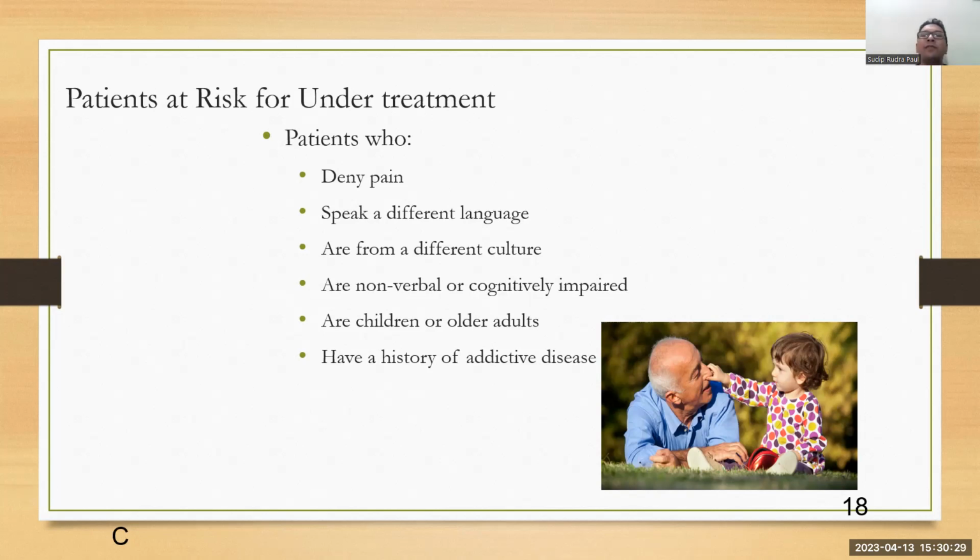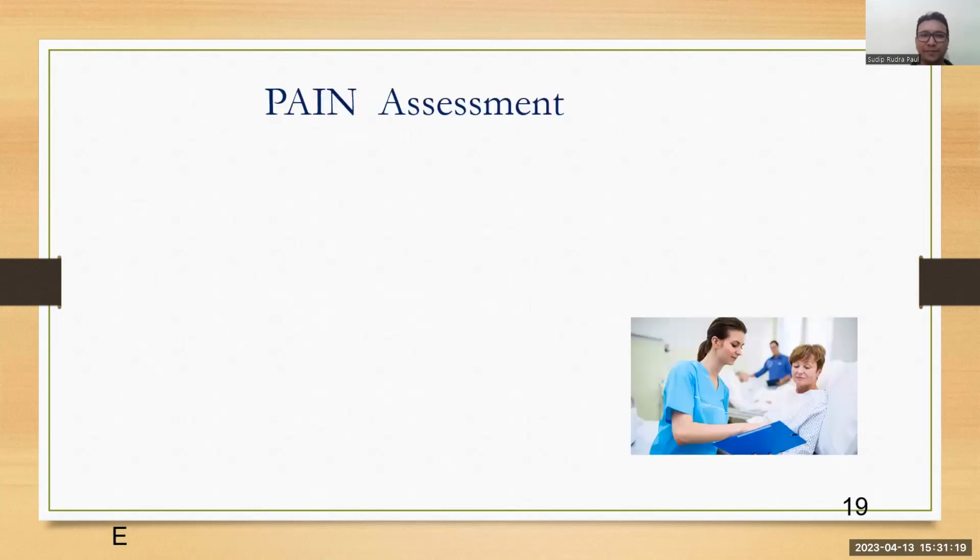Next, non-verbal or cognitively impaired patients. They will tell you it's so much pain. You will go with the injection: okay, listen, I want to give you an injection as you are having pain. Pain? Who told you I'm having pain? Immediately they will change their word. So they are cognitively impaired, or maybe sometimes non-verbal, or sometimes they are children or older adults who do not have teeth, no? Older adults' language we cannot understand sometimes. So because of this, they cannot express things properly. And the patient having a history of addictive disease needs a little higher dose than normal because their tolerance is a little high.